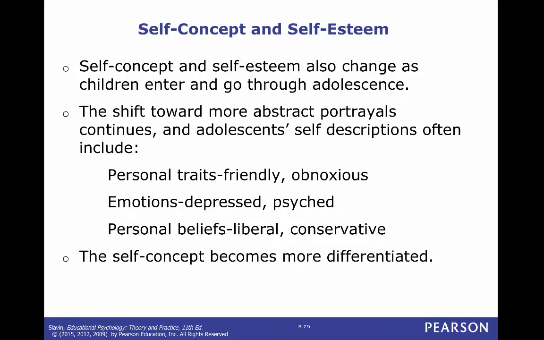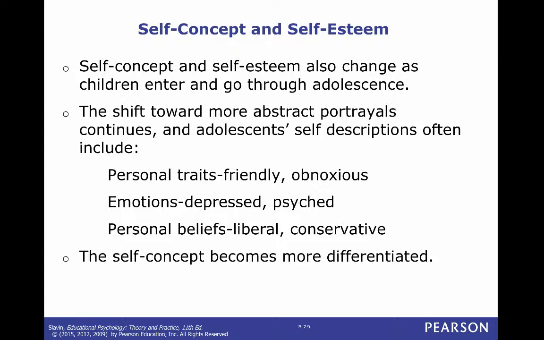Self-concept and self-esteem also change as children enter and go through adolescence. They shift from more abstract portrayals, and then the adolescent self-descriptions often include personal traits about being friendly or obnoxious. You know, I'm likable, I'm not likable. Their emotions will fluctuate a lot too. They go through depression, or they get psyched about stuff. They get really excited about things, and they'll kind of ebb and flow.